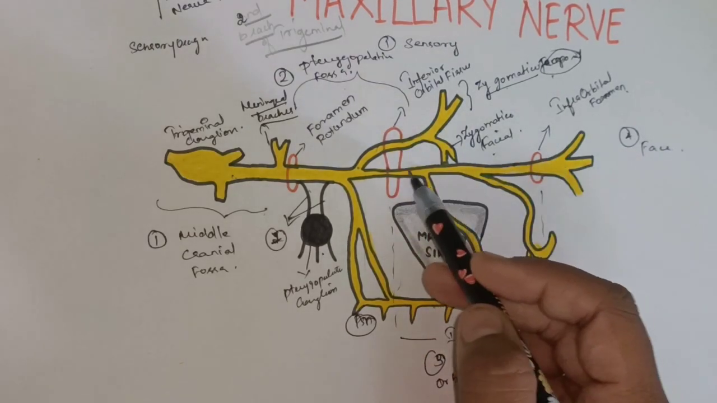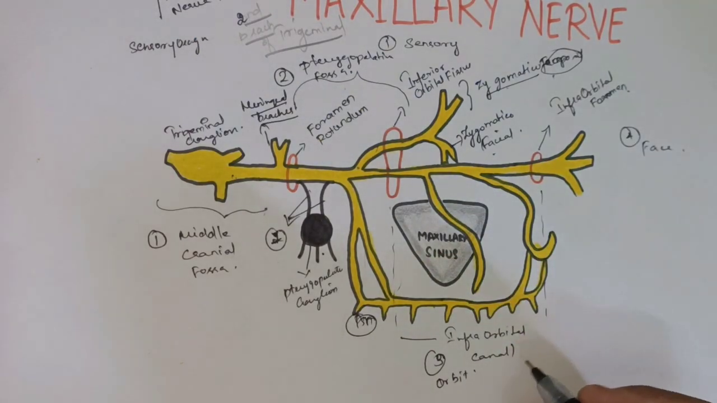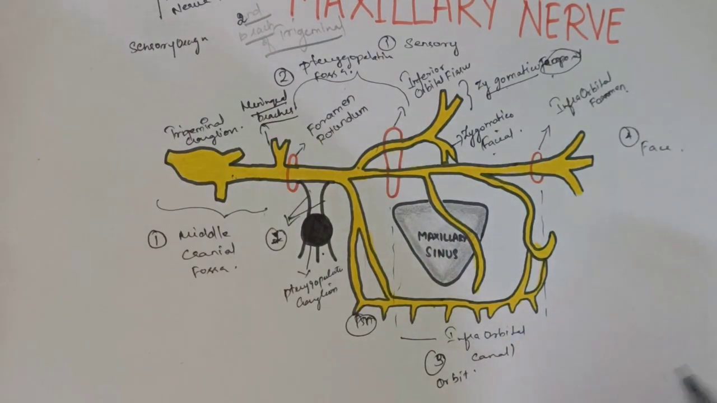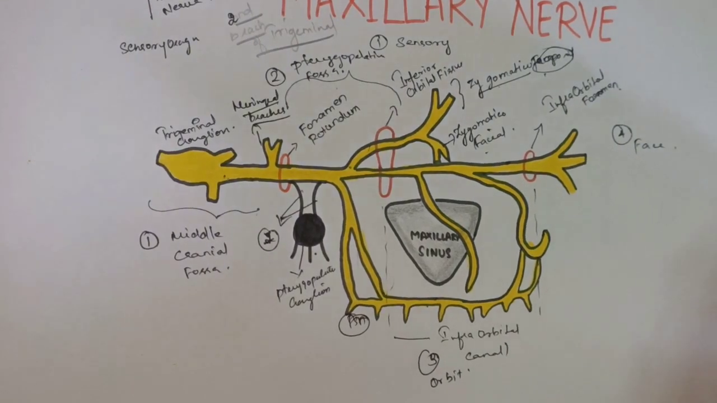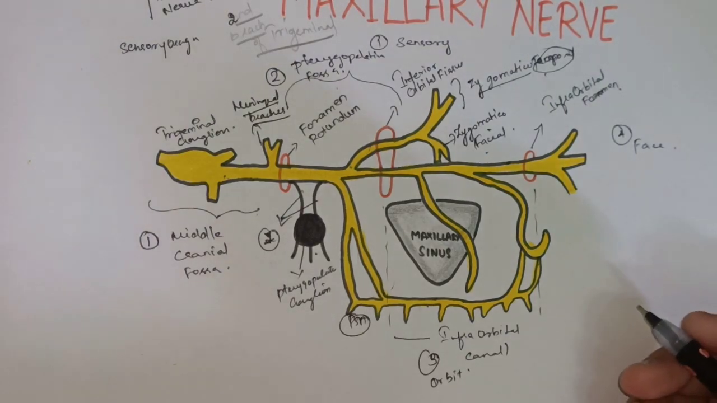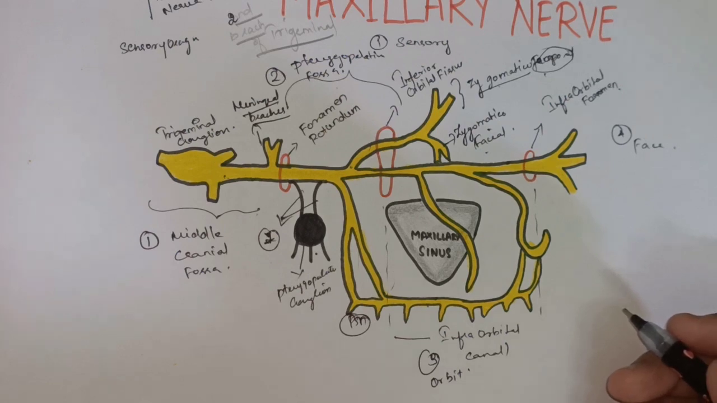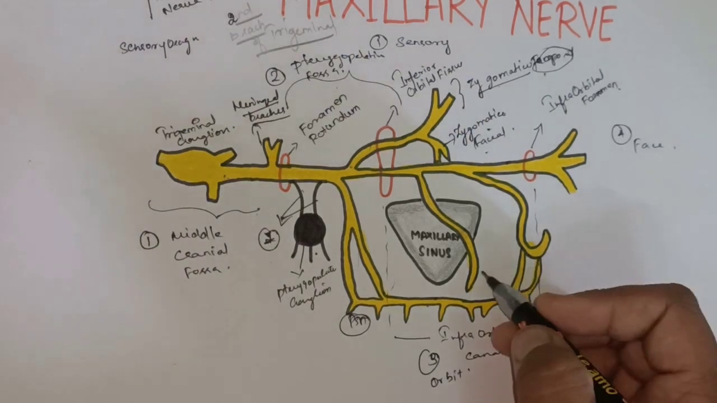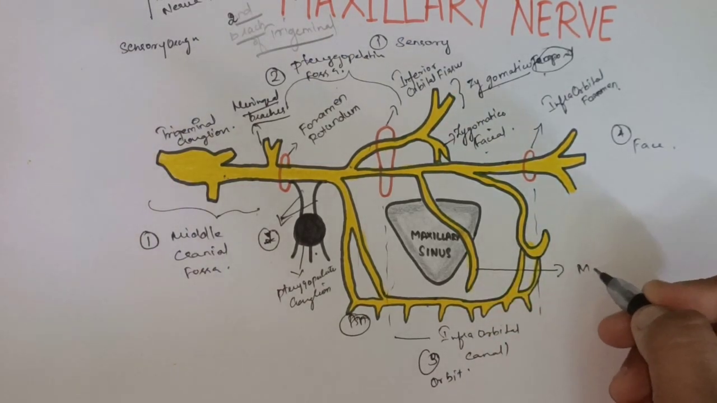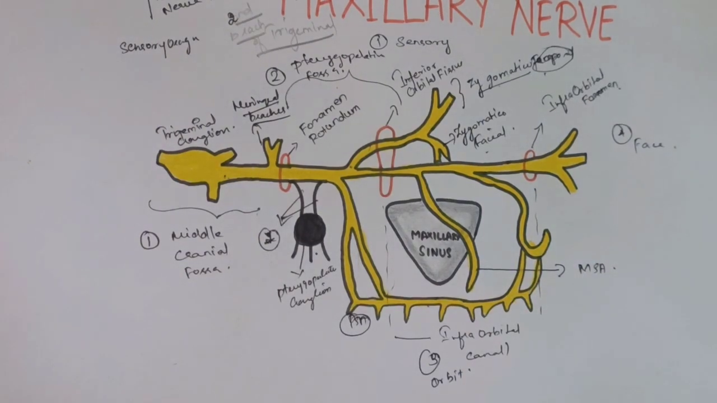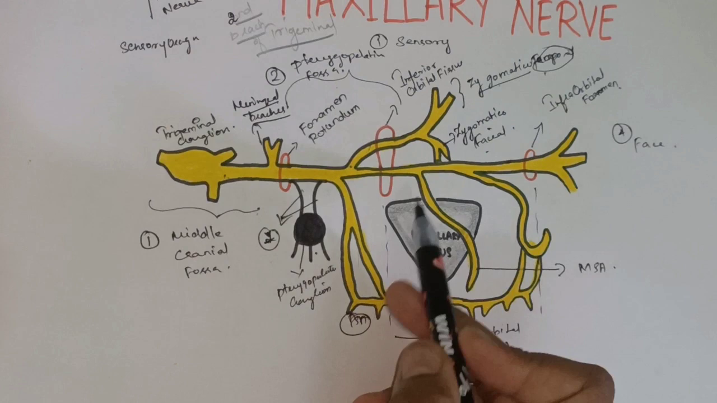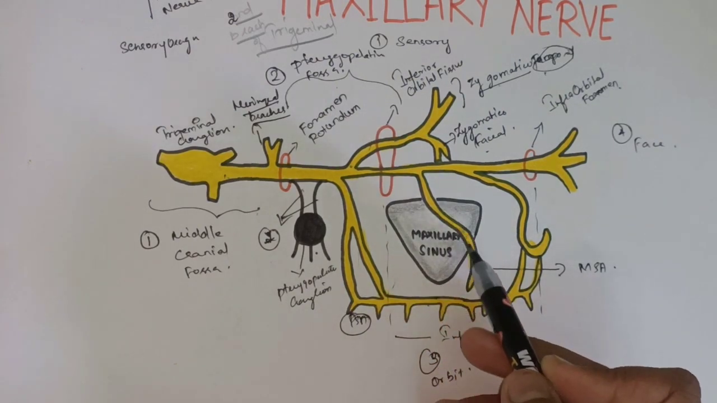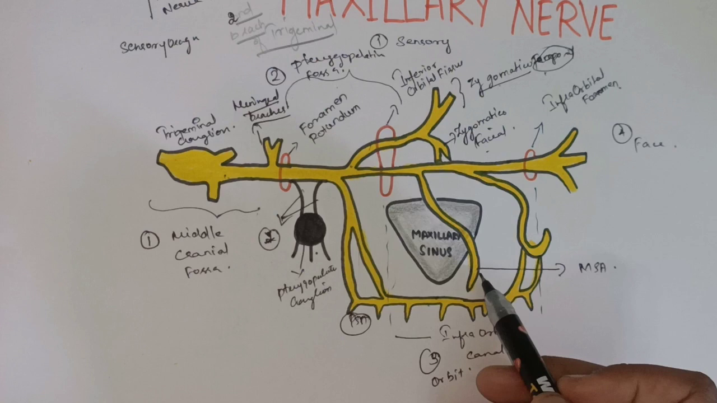And in the third region, the orbital region, you have two branches, that is MSA and ASA. MSA is the middle superior alveolar nerve and ASA is the anterior superior alveolar nerve. Let's see the MSA first. The middle superior alveolar nerve runs downwards and reaches the lateral surface of the maxillary sinus, and it supplies the premolar teeth. So this is your MSA, the middle superior alveolar nerve. As I said earlier, it reaches downwards and reaches the lateral surface of the maxillary sinus, and it supplies the premolar.